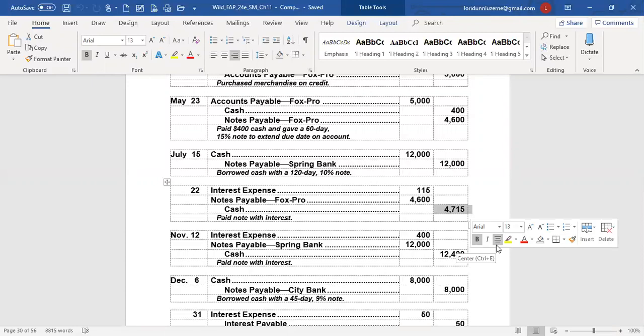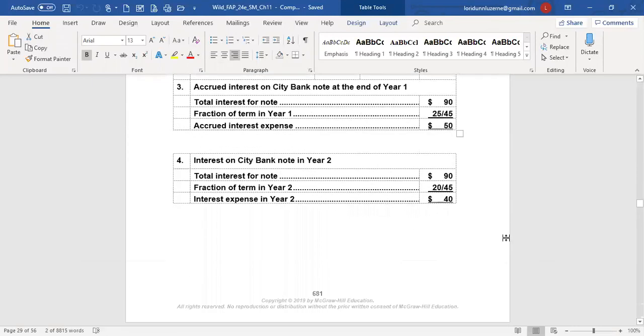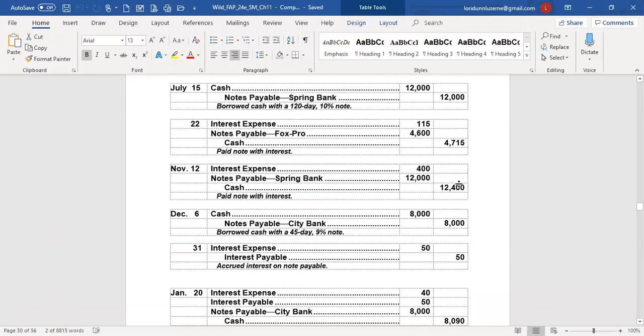Now when we pay off the bank loan we took, that second note up here on July 15th, we'll be paying that off on November 12th. There was $400 of interest on that. So we will debit the notes payable for the $12,000 principal, decreasing it, debit interest expense for the $400 of interest we have to pay, and then credit cash for the total $12,400 that we're actually paying.